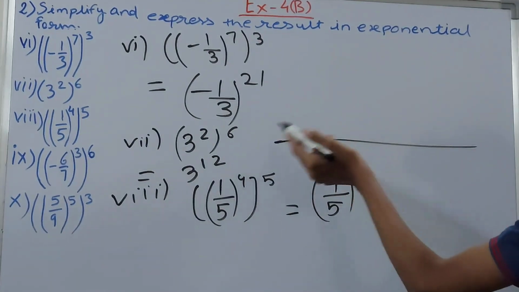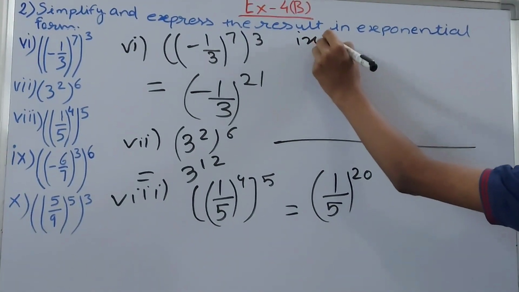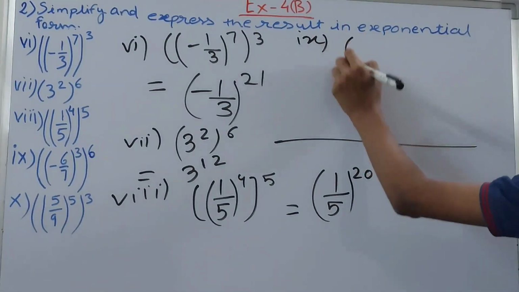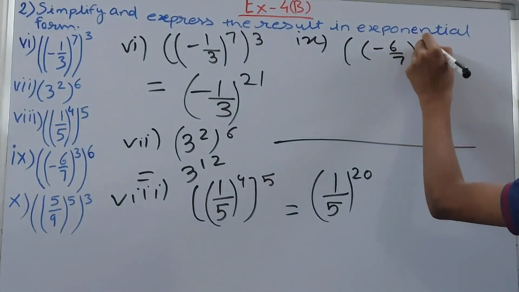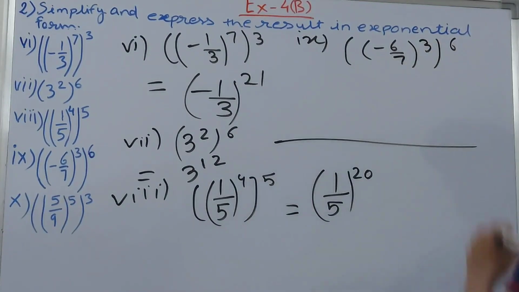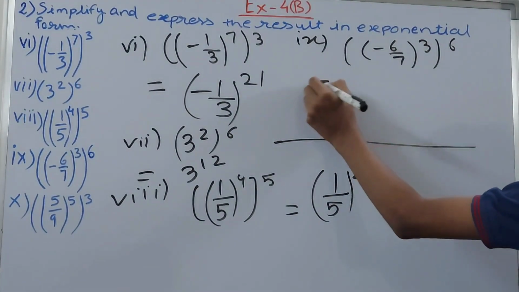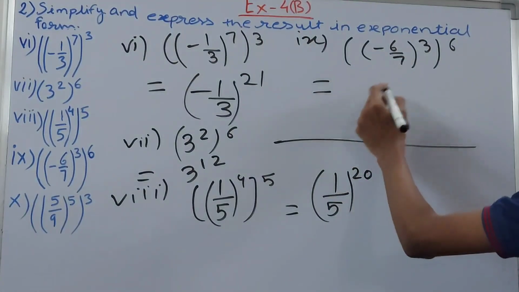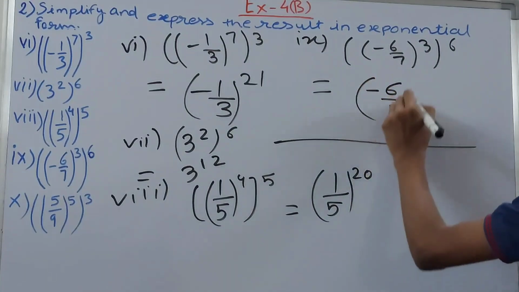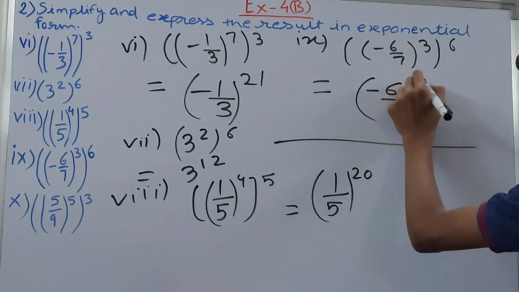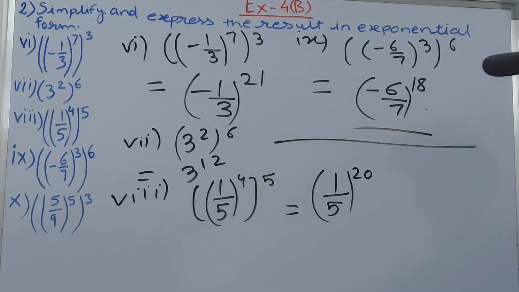Let's solve the next one here somewhere. So the ninth one, what have we got here? Minus 6 upon 7, and to the power 3 to the power 6, again we'll simply multiply this. So we'll have here minus 6 upon 7, in the brackets, and 3 into 6 becomes 18. So this becomes our answer.